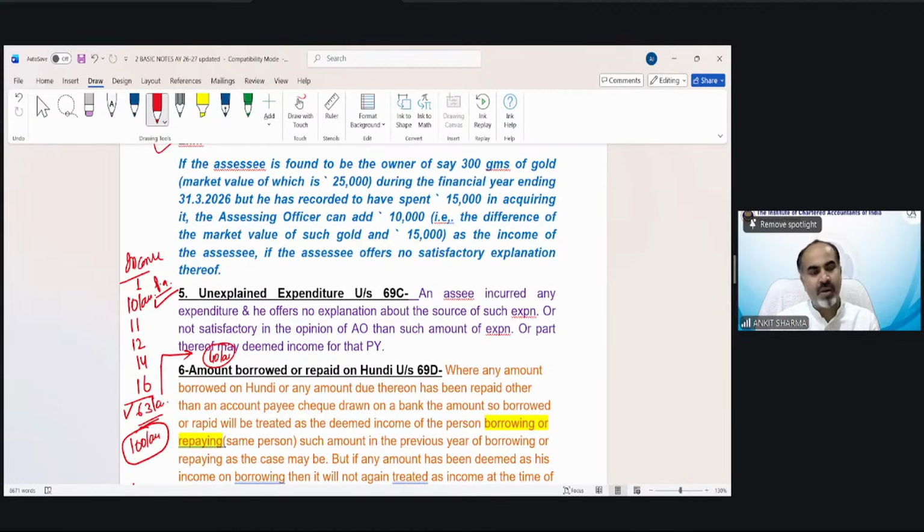So that could be not a problem. But if he won't be able to explain how he has done that much expenditure, which does not match with his income, in that situation, the difference could be treated as your black money. So that is also a case.